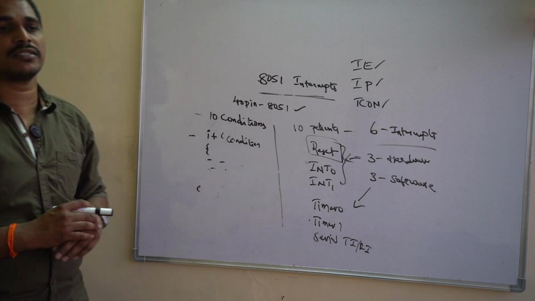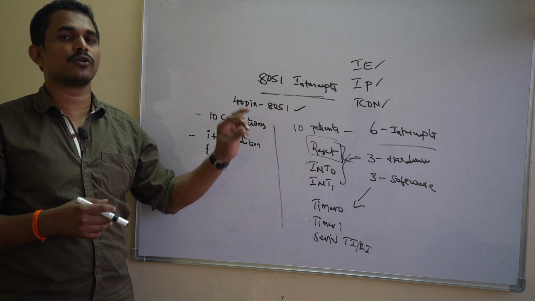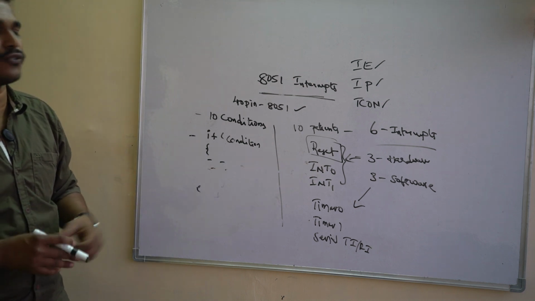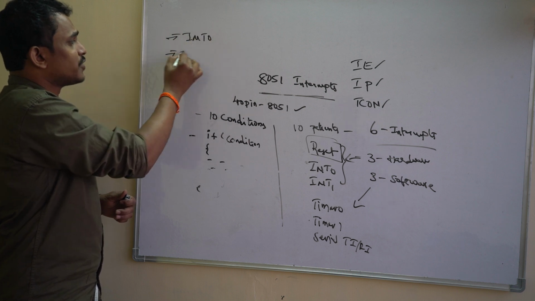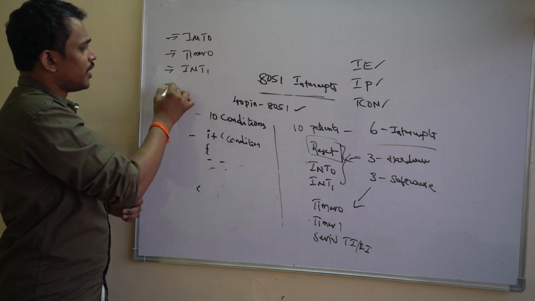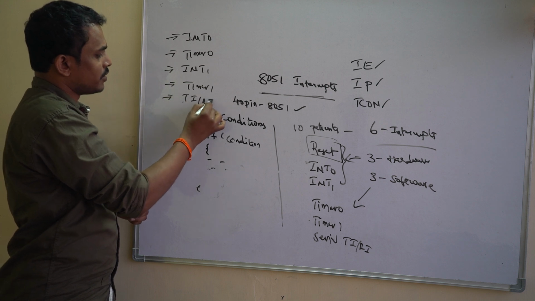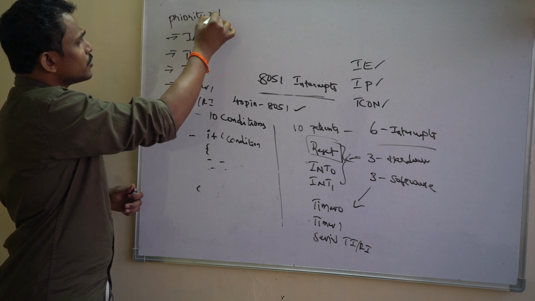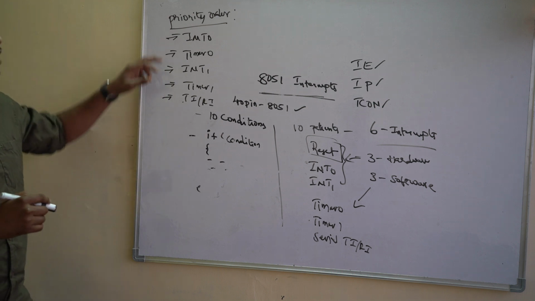And what is the order for these interrupts? Suppose you generate these 5 interrupts at a time, then which one will the microcontroller prefer and give the most priority? There is a default order for your interrupt signals. First it prefers INT0, next timer 0, next INT1, next timer 1, and next the serial interrupt TI or RI. This is the priority order for your device, and it always follows this default priority order.